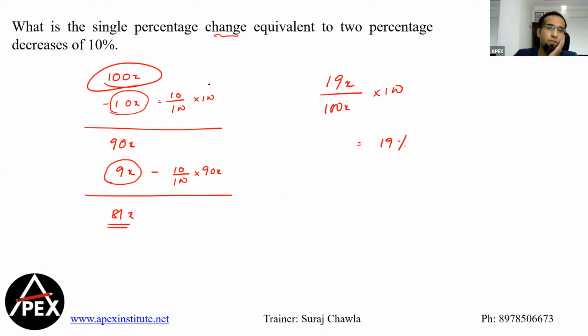Does this point clear with all of us? This is my initial value and this is my final value. Instead of two changes, the question is asking you only one change. So final minus initial by initial into 100.